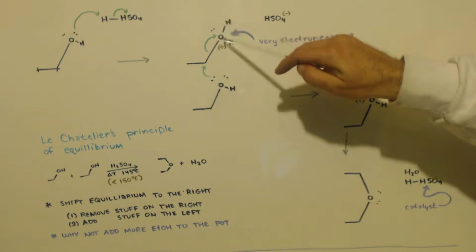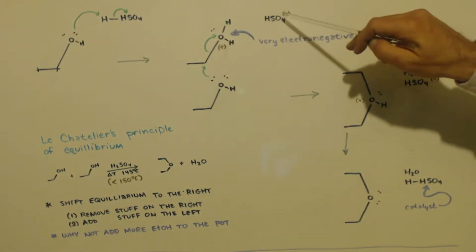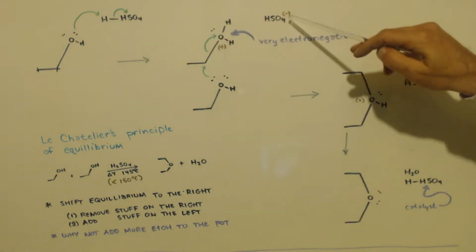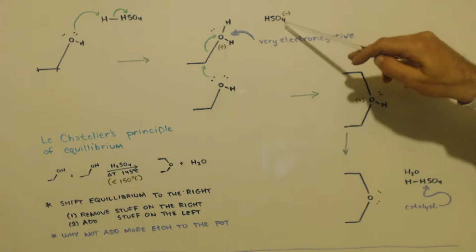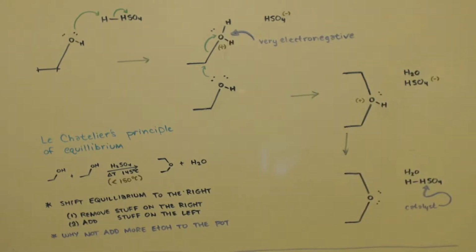So now you end up with this. You have an H on here because you grabbed it from here, right? You have a negative here. This is positive now, right? Because you gave all the electrons to this HSO4, which is negative. So now you have an oxonium ion, okay?